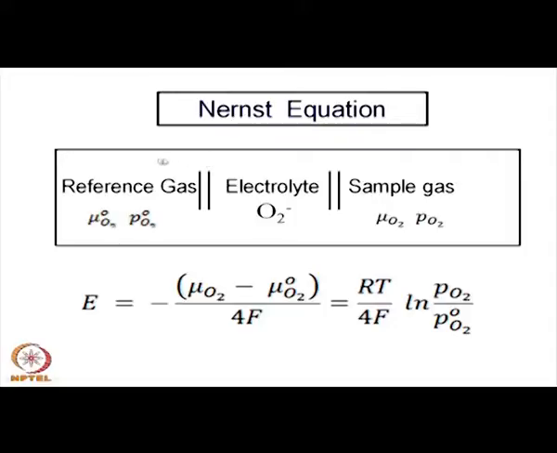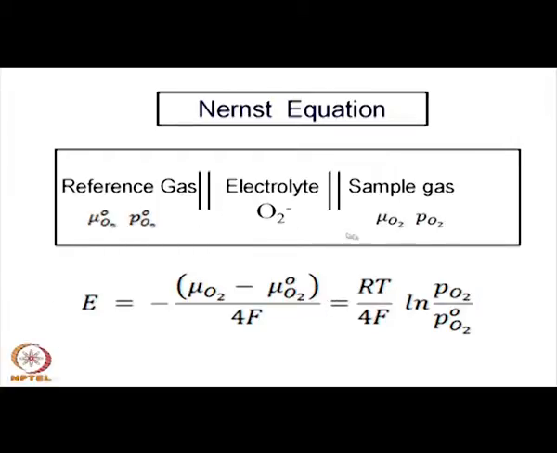So, there will be an EMF generated, because in the electrochemical cell there is an electrolyte and these are the two electrodes, one is the anode and this is the cathode. So, by that one can find the EMF generated. So, this is minus mu O2 minus mu O2 0 by 4F. 4 is the number of electrons transferred during the oxidation reduction reaction, and mu is nothing but RT ln PO2. So, you have RT by 4F ln PO2 by PO2 0, or PO2 naught. So, this is the EMF.